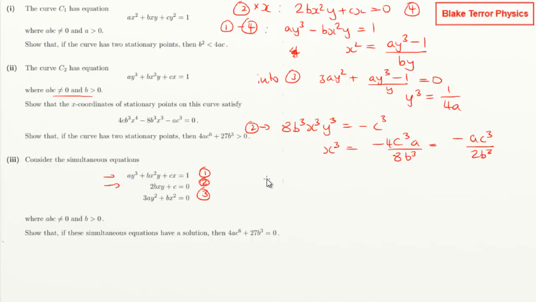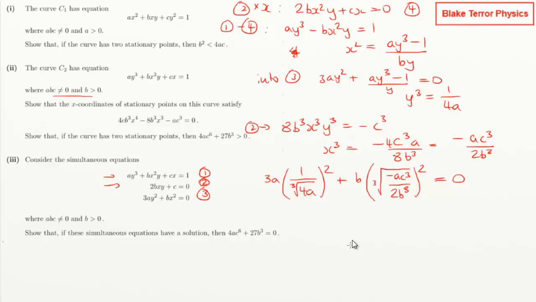So I'm going to have 3a times y squared. So I've got 1 over the cube root of 4a squared plus b times x squared. That doesn't look very good, does it? x squared, I mean, x cubed looks horrible. So I've got the cube root of minus ac cubed over 2b cubed, squared. And that's got to be equal to 0.